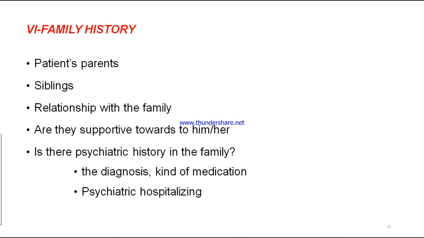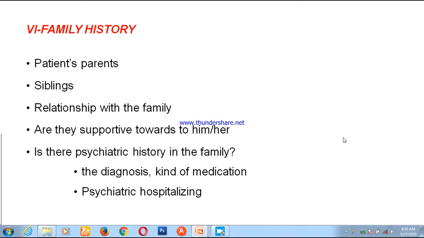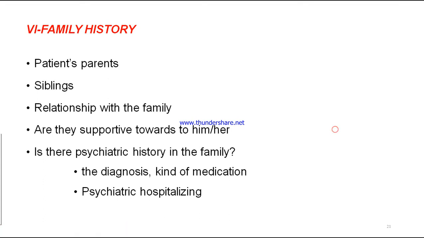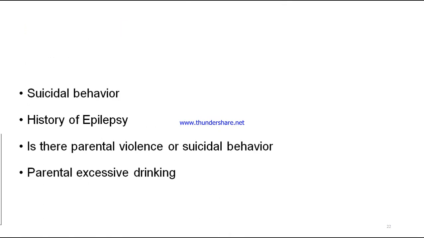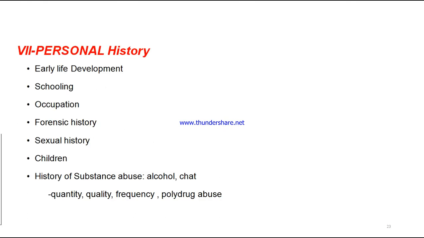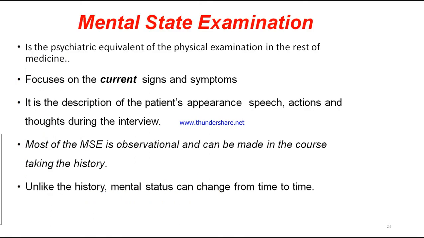Family history is a very important part here. Of course, if there is a family history that is very pertinent, we are going to include it in the HEPI. Otherwise, the other non-pertinent psychiatric histories, like the patient's parents, siblings, relationship with family, whether they are supportive, and everything important in family history will be included in the family history separately, like suicidal behavior, history of epilepsy, parental violence, and suicidal behaviors of the parents. In personal history, from early development up to now, everything will be included in detail.